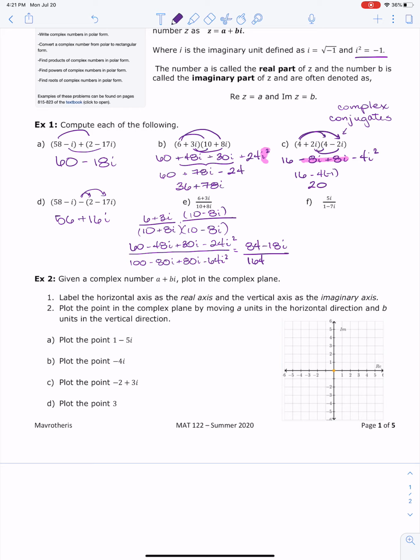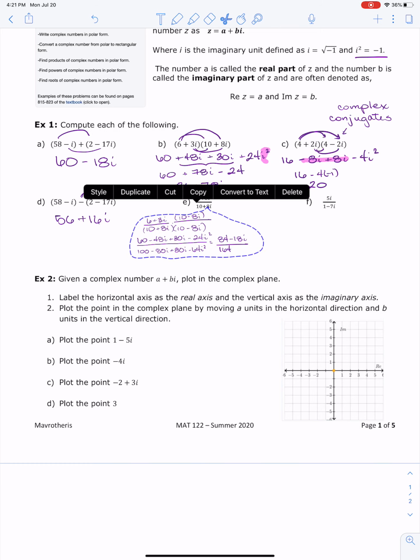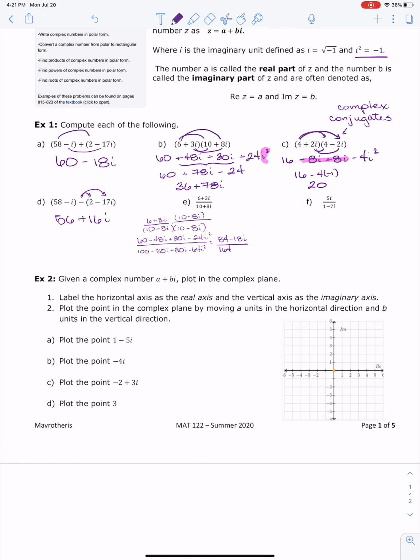We are not going to leave this. Let's see if I can shrink this down a little bit so I have a little more room. We are not going to leave this this way. A complex number has to have a real part and an imaginary part, so I cannot leave it written like this. We're rewriting this as 84 over 164 minus 18 over 164i.